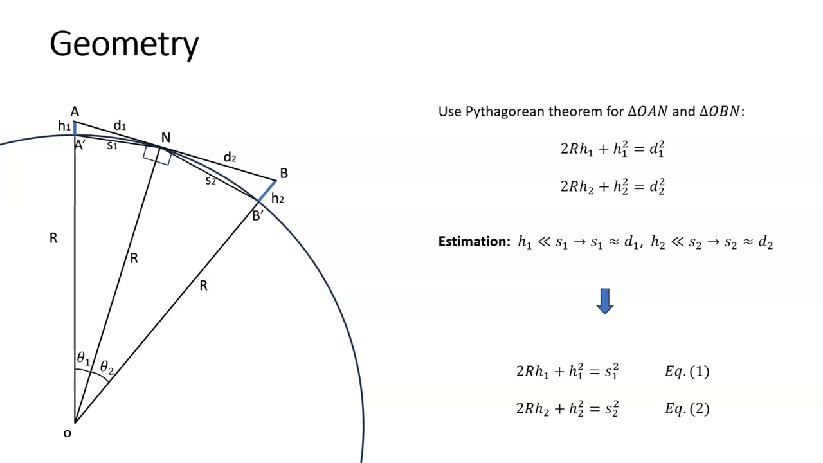2Rh1 plus h1 squared is equal to S1 squared. And equation 2 is 2Rh2 plus h2 squared is equal to S2 squared. Again, let's go back and see why we made these assumptions. That's because the information we have is the distance taken by the ship before disappearing, which is the summation of S1 and S2.